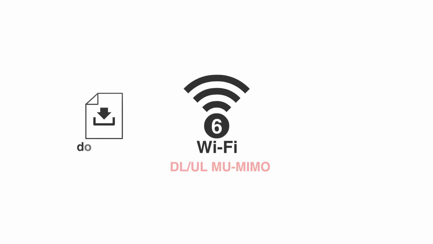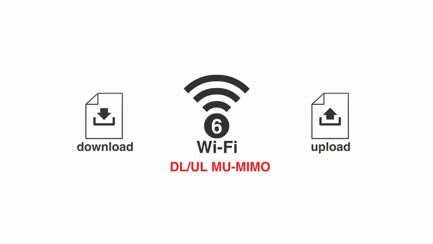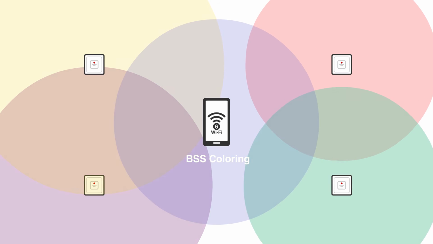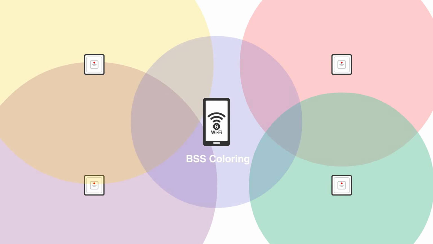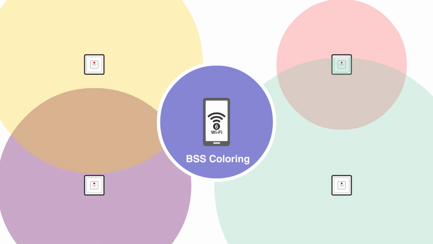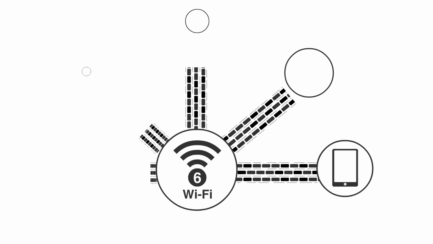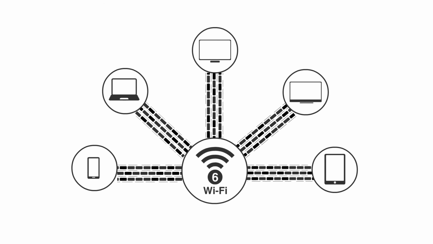DL/UL MU-MIMO, download and upload multi-user, multiple-in, multiple-out optimization in Wi-Fi 6, significantly increases not only download data, but also upload data efficiencies. Last but not least, with the BSS Coloring feature, Wi-Fi 6 can reduce co-channel interference on the network in high-density environments. Wider lanes, smoother driving, and so does the internet after upgrading to Wi-Fi 6.